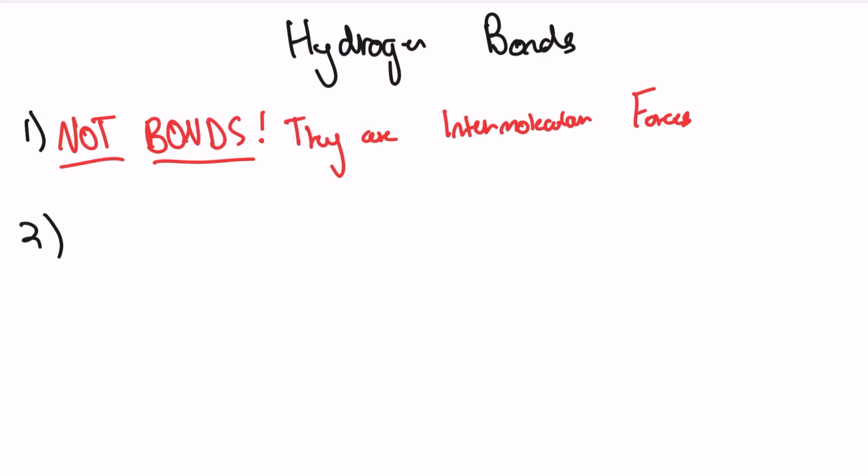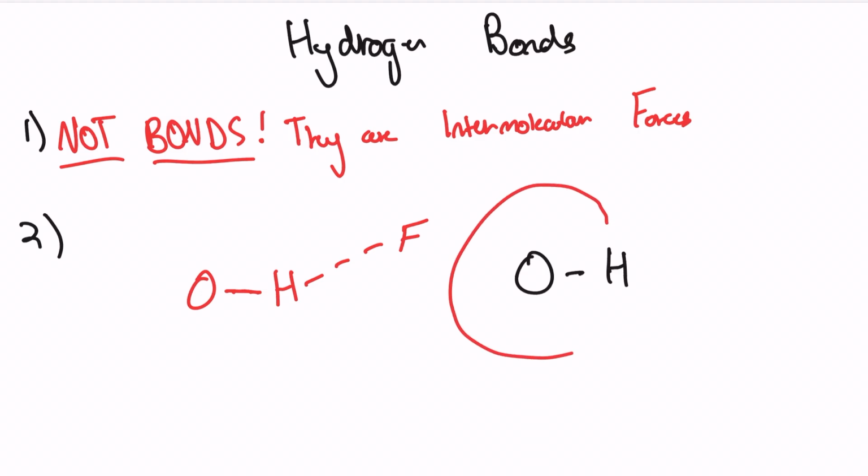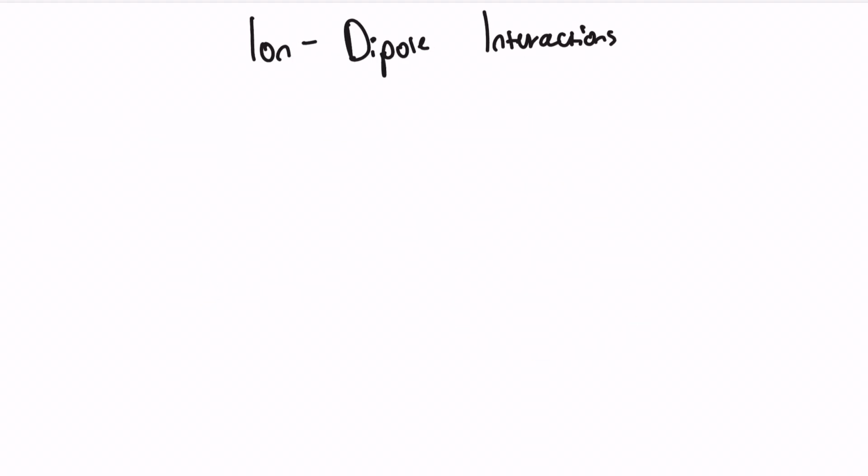And number 2, they only exist when a hydrogen, which is bonded to either a nitrogen, oxygen, or fluorine, forms a temporary attraction with either another nitrogen, oxygen, or fluorine. This solid line here denotes the hydrogen bonded to an oxygen, and this dashed line denotes the hydrogen bond to the fluorine. Additionally, you should know that hydrogen bonds are much stronger than dipole-dipole interactions because the very negative either oxygen, nitrogen, or fluorine atom, when compared to hydrogen, results in a very large difference in electronegativity, resulting in a very polarized electron cloud.